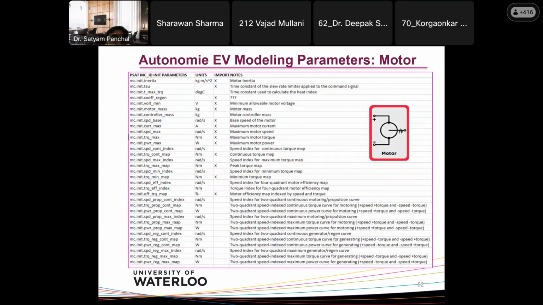The second important part is the motor, which you can see over here. For that, we need the motor inertia, the constant, motor mass, motor controller, base speed, motor speed, maximum and minimum speed, torque index, two-quadrant speed, whether 2-speed or 4-speed, and those torque parameters. We have to plot those parameters for the modeling, and that second part is called the motor modeling.